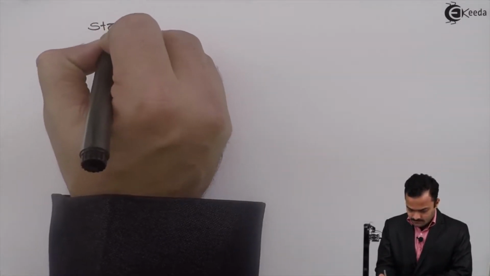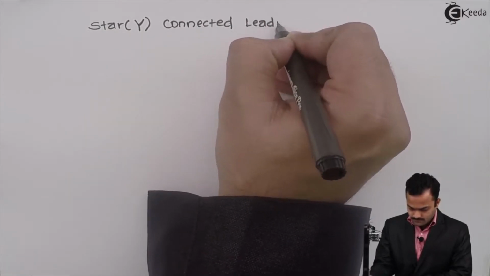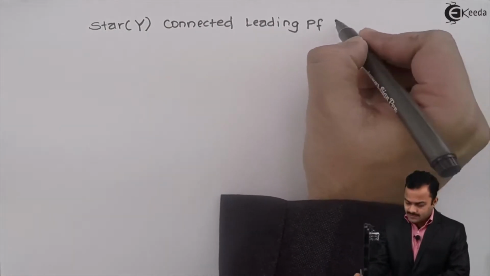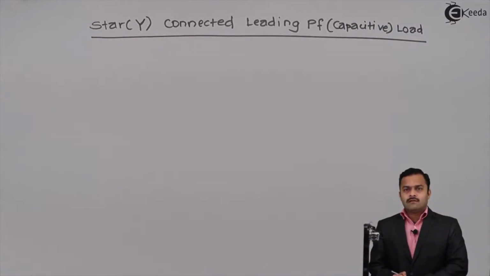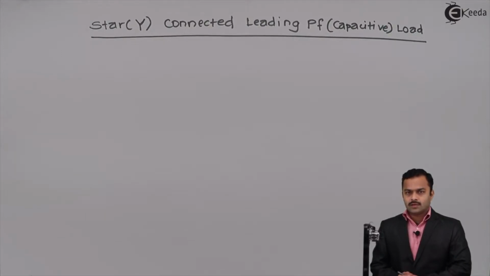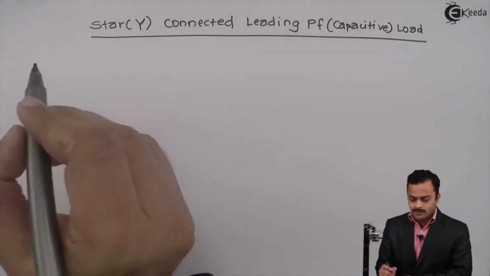We are going to see how we can use the two wattmeter method to measure three-phase power in the case of a star connected leading power factor load. Leading power factor means it is a capacitive load. Now I have a star connected leading power factor load connected to a three-phase supply where phases are R, Y and B. So the circuit diagram will be like this.